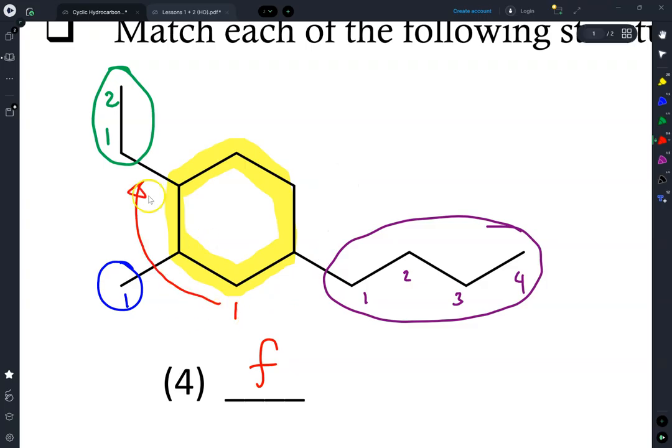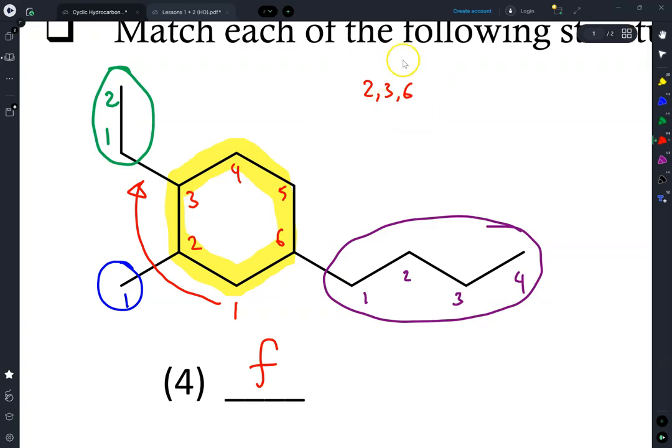So if the starting point and the direction of counting isn't clear, what should we do? Well, the rules are still the same. Choose a starting point and a counting direction that gives you the lowest possible address numbers. So if I chose this as my starting point and went clockwise, the address numbers would be 2 for the methyl group, 3 for the ethyl group, and 6 for the butyl group, 2, 3, 6.